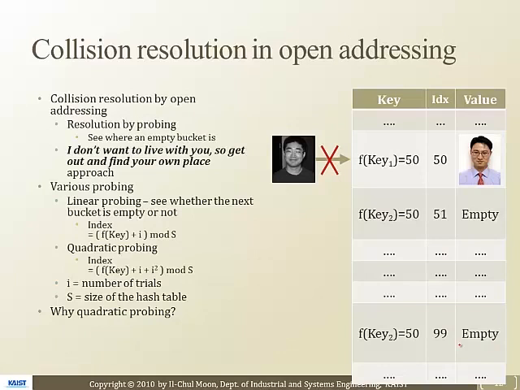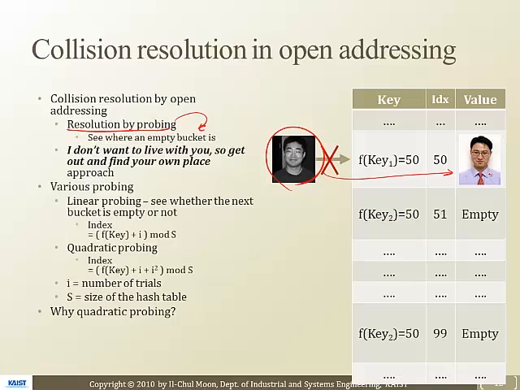On the other hand, open addressing works like this. Collision resolution by open addressing is called resolution by probing. Probing means seeing where there is an empty bucket. I don't want to live together with you, so I get out and I will find my own place. My index was originally 50, and this person is already here, so there is a collision. In the case of closed addressing, this one will be linked to the next of this person. However, with the open addressing approach, this one will look for another index value.